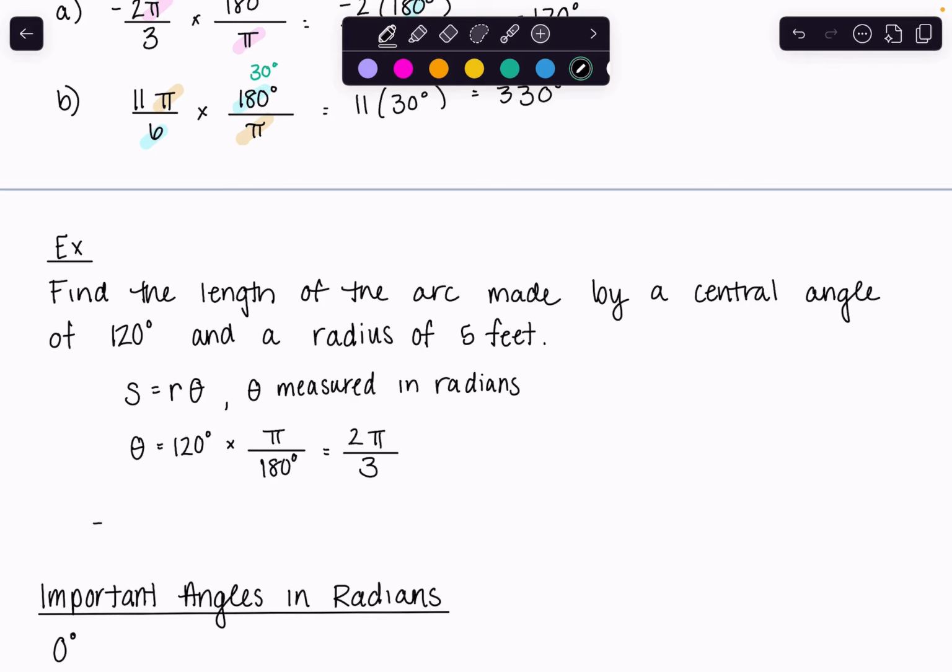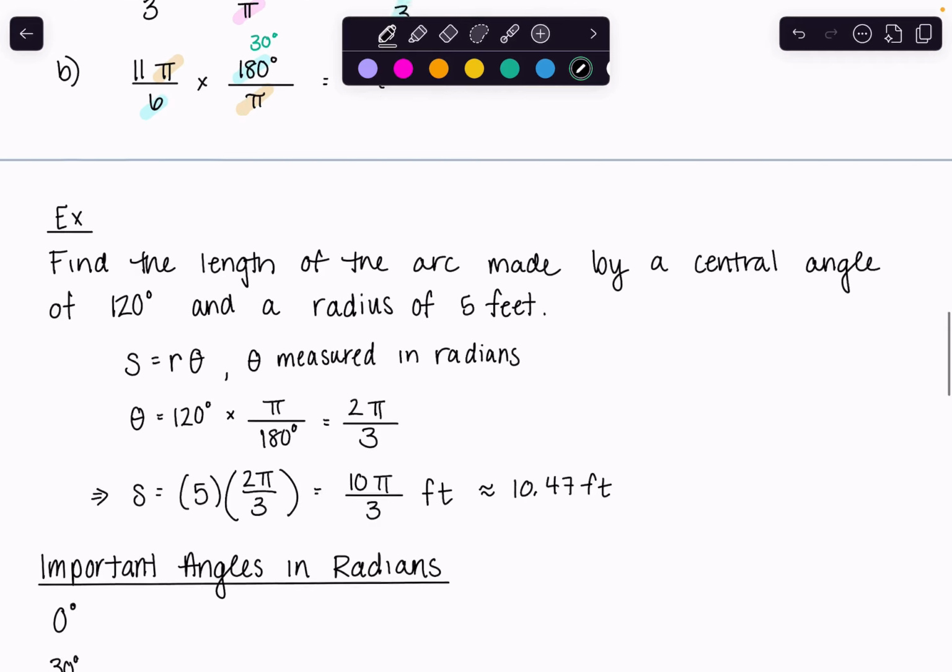Now I can actually plug that into my arc length formula. My radius of my circle is 5 feet. Then 2 pi over 3 is my angle. So multiplying those together gives you 10 pi over 3. And then this is a length, so my unit is going to be the same unit as my radius. This is in feet. So you can plug this into your calculator, but you do 10 times pi divided by 3. It's about 10.47 feet if you needed an approximation.